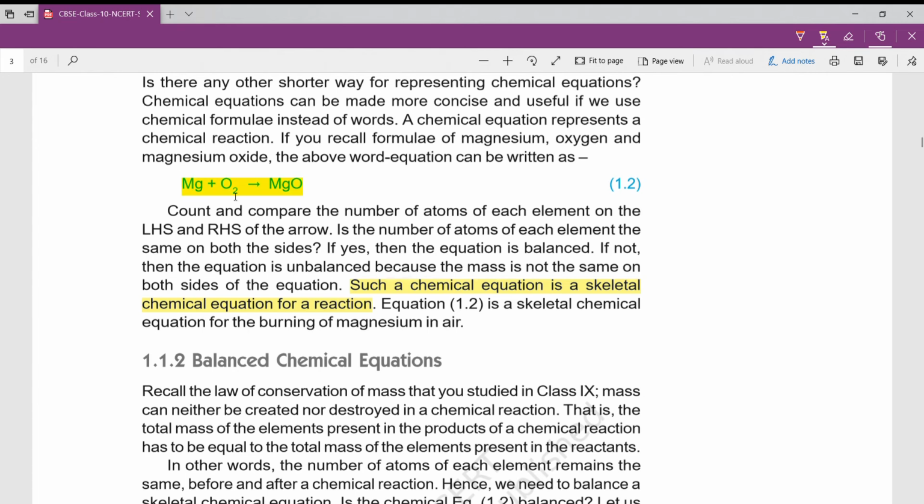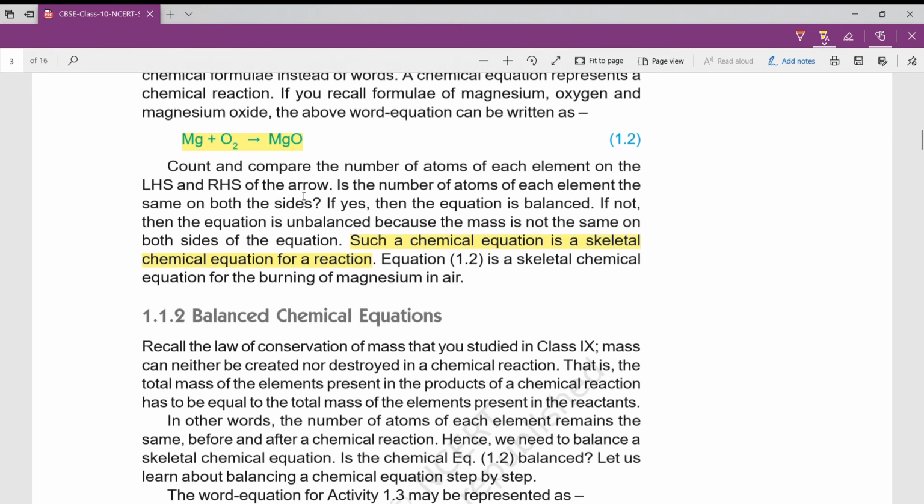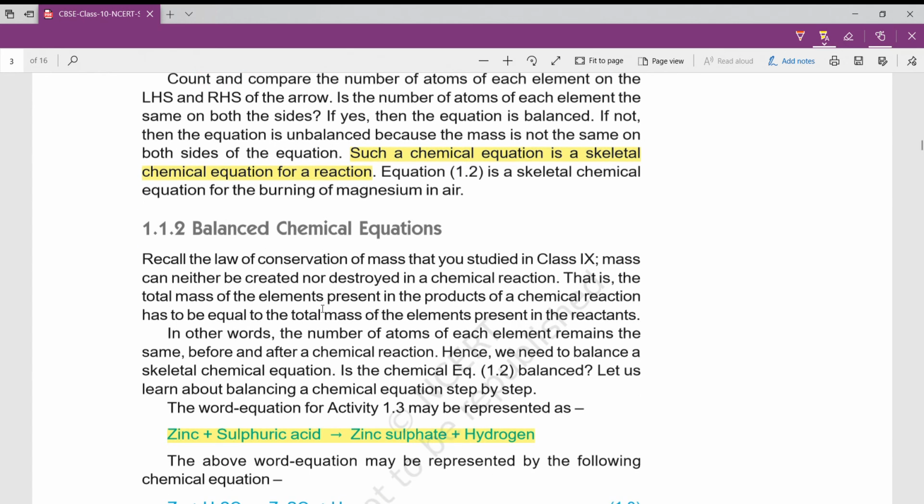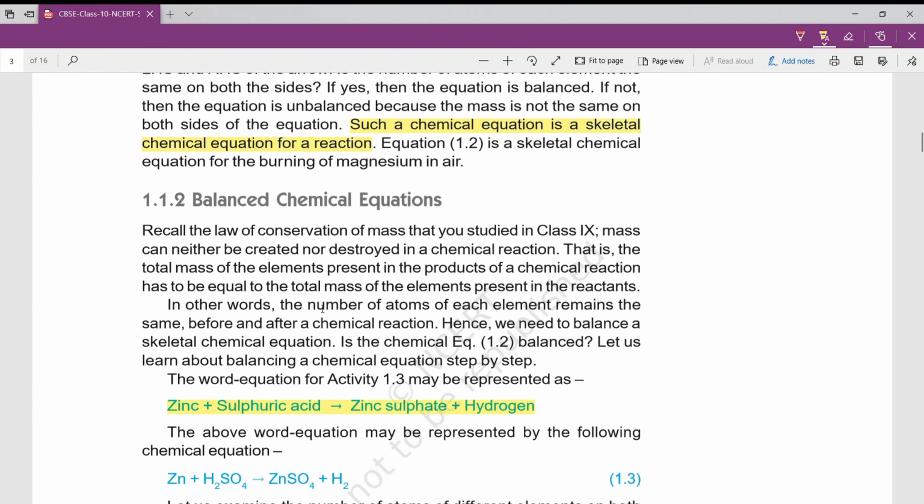Magnesium plus O2. How many atoms of magnesium are there? 1. How many atoms of oxygen are there? 2. In the product, we are seeing only 1 magnesium atom and 1 oxygen atom. That means this is not balanced. Now, we will see the methods and how we can balance a given chemical reaction.